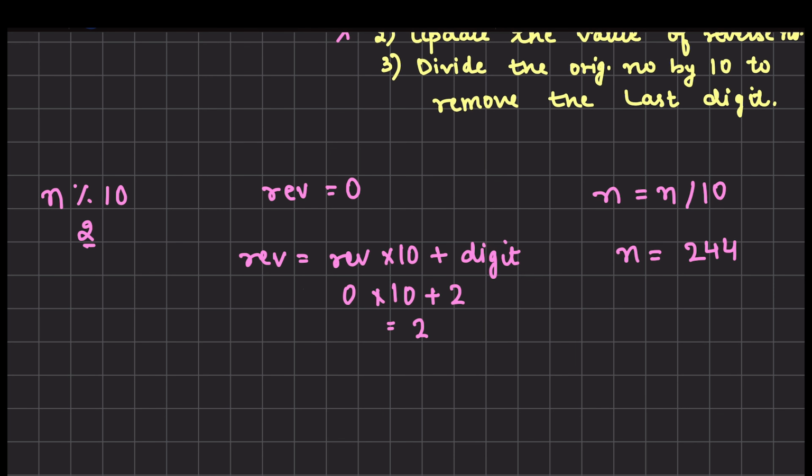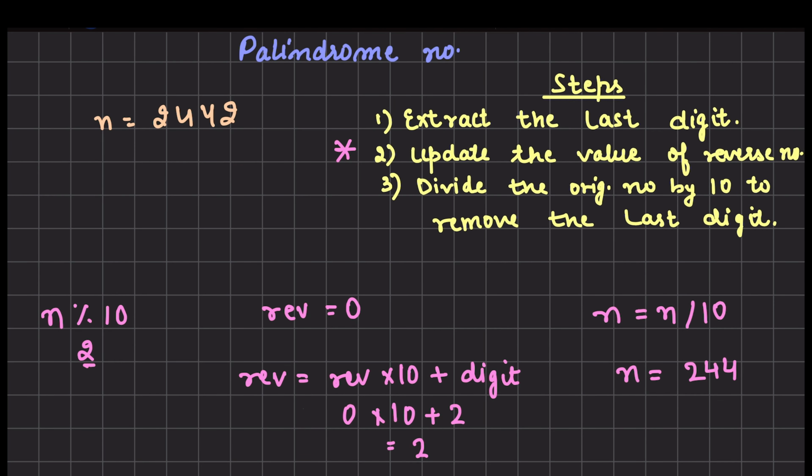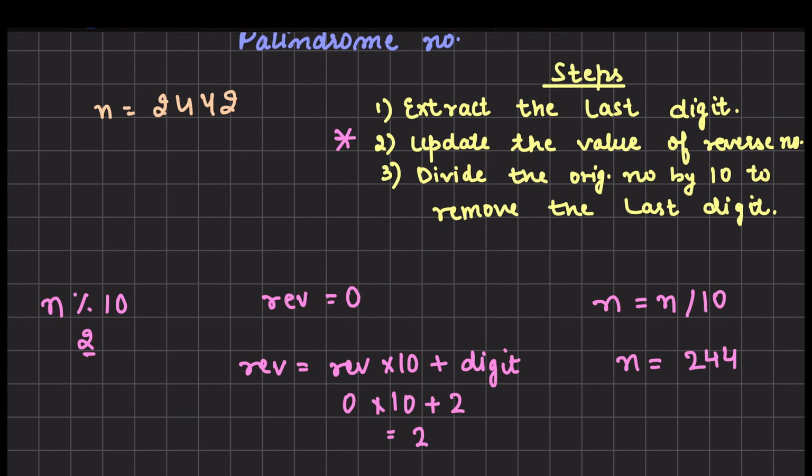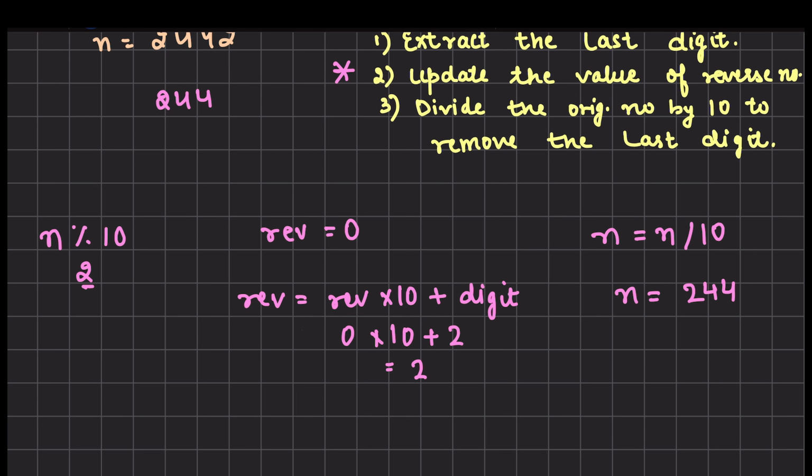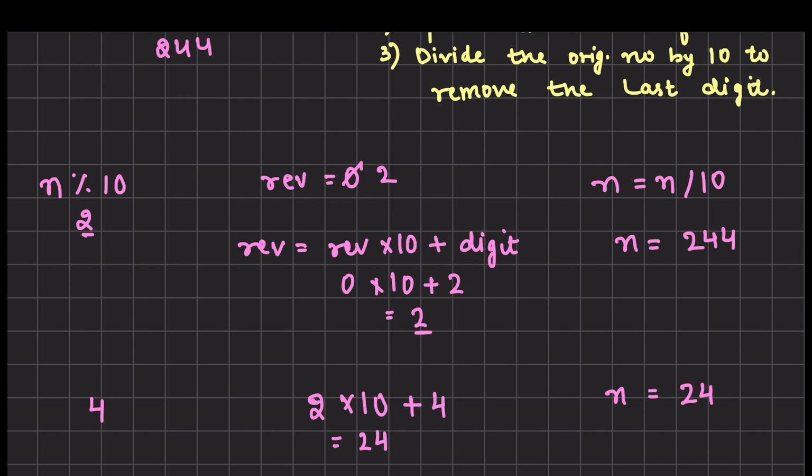Now, again, what are we going to do? The same step. We have to extract the last digit. Now our number is 244. So extracting the last digit, we'll get the number as 4. Now we have to update the reverse. The reverse is 2 right now. Let's update it. Now reverse is 2 into 10 plus digit, which is 4. So this becomes 24. And now we have to get rid of the last digit. So n is equal to 24 now. Right? Now you can clearly see that this is our reverse number now.